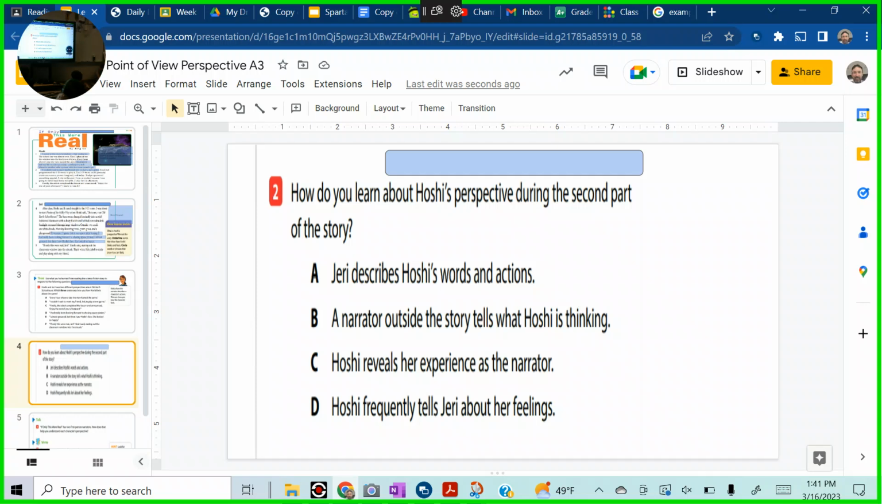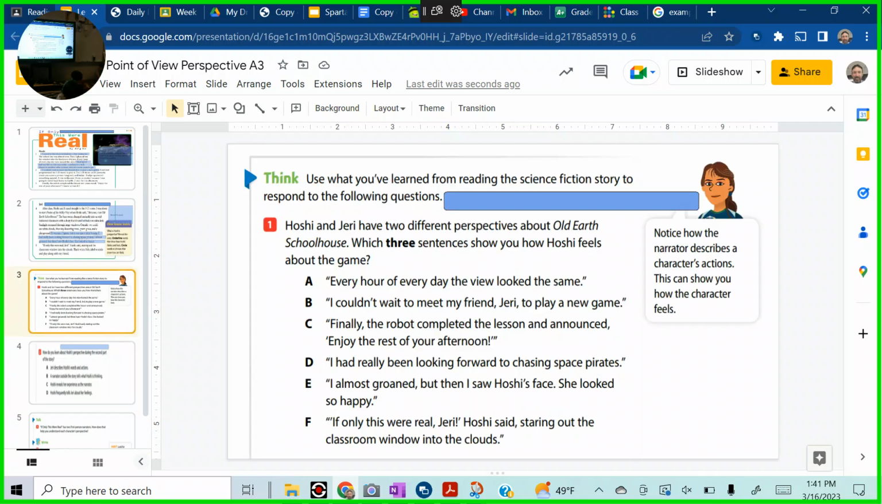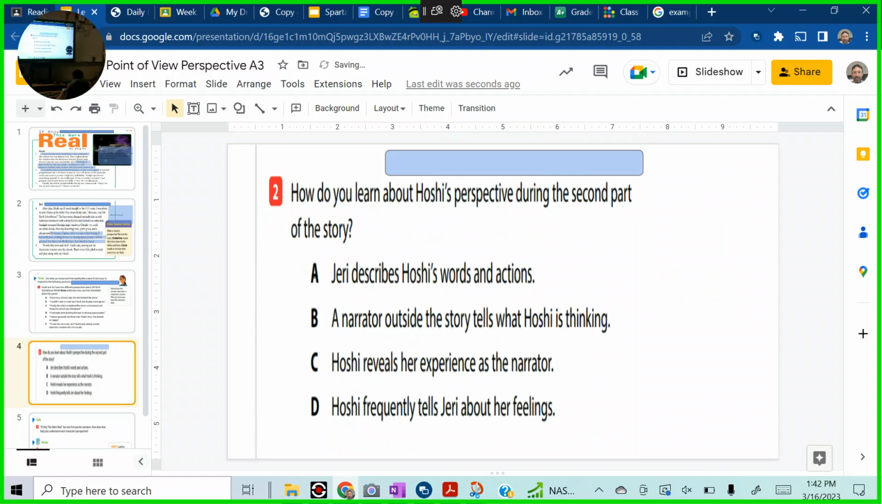This first one says, Hoshi and Jerry have two different perspectives about the old Earth schoolhouse. Which three sentences show you how Hoshi feels about it? So it's a multi-select. You have to pick three sentences that show you Hoshi's perspective. Then this one here: how do you learn about Hoshi's perspective during the second part of the story? That would be the second part where Jerry's the narrator, right?